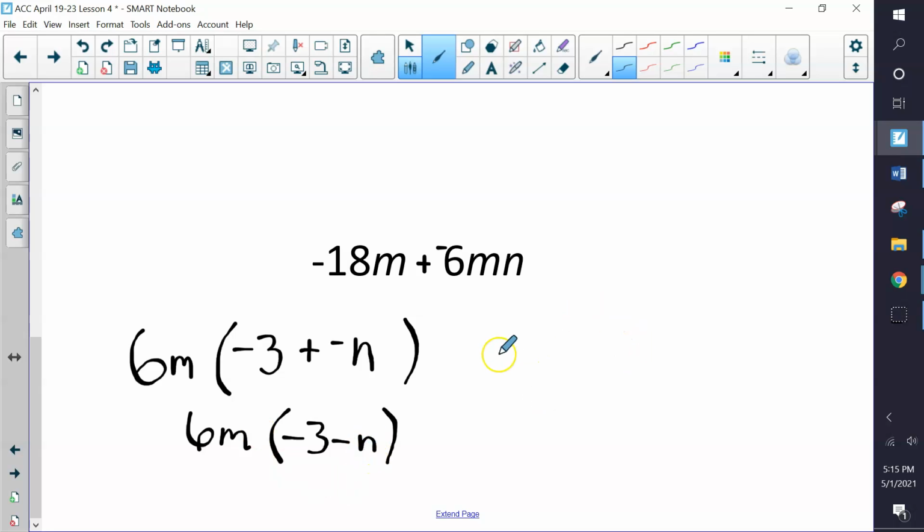What if we factored out a negative 6? Let's do that. And don't forget the m. We'll factor that out too. There we have it right there. Negative 6 divided by negative 6, positive 1.